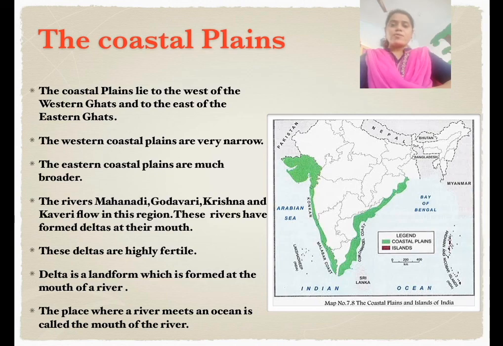There are a number of east flowing rivers. The rivers Mahanadi, Godavari, Krishna and Kaveri drain into the Bay of Bengal. These rivers have formed fertile deltas at their mouths. The Sundarban Delta is formed where the Ganga and Brahmaputra flow into the Bay of Bengal. Students, the place where a river meets an ocean is called the mouth of the river. So students, this is about the coastal plains.